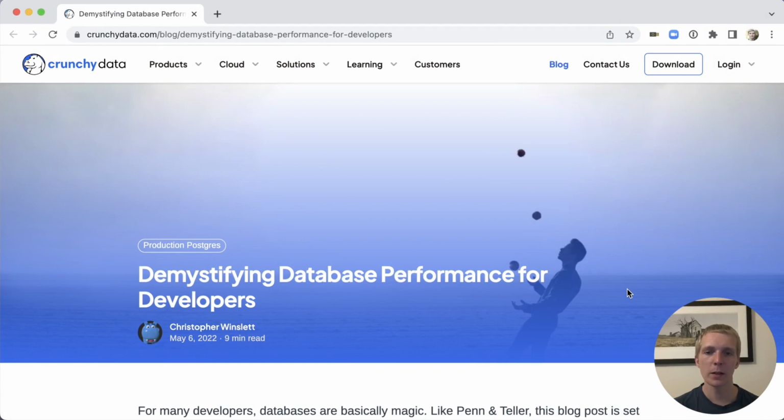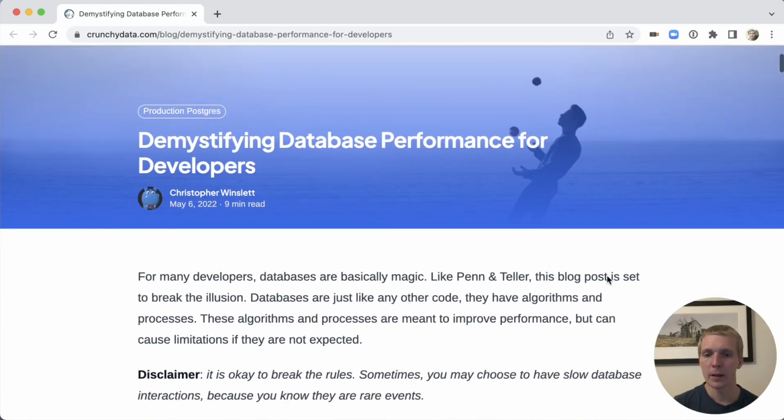My name is Lucas, and today we're going to talk about demystifying database performance for developers. This blog post by Christopher Winslet talks about how to think about your database as an application developer and what kind of mental model you can have to think effectively about how to use indexes and other data structures in your database. For many developers, databases are basically magic. This blog post tries to break that illusion.